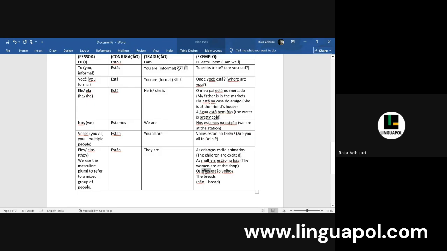So we are talking about the state of the breads. So here also we are using the conjugation of eles, elas. So whatever object we pick up in plural, we will use the conjugation of eles, elas. More examples. Eles estão esperando por você.